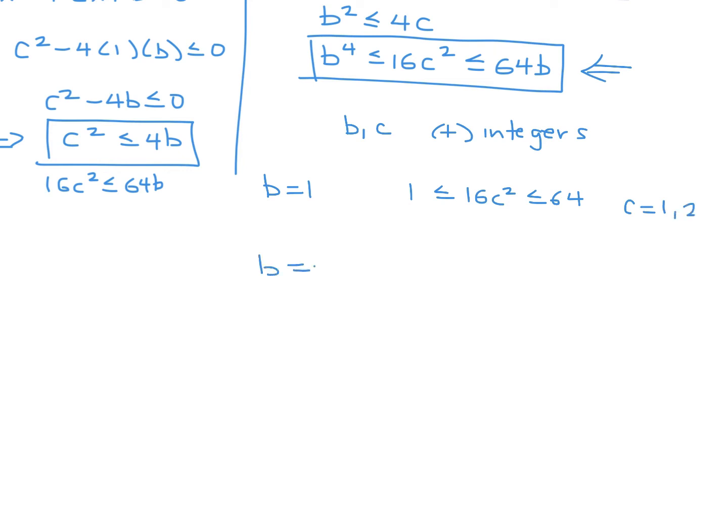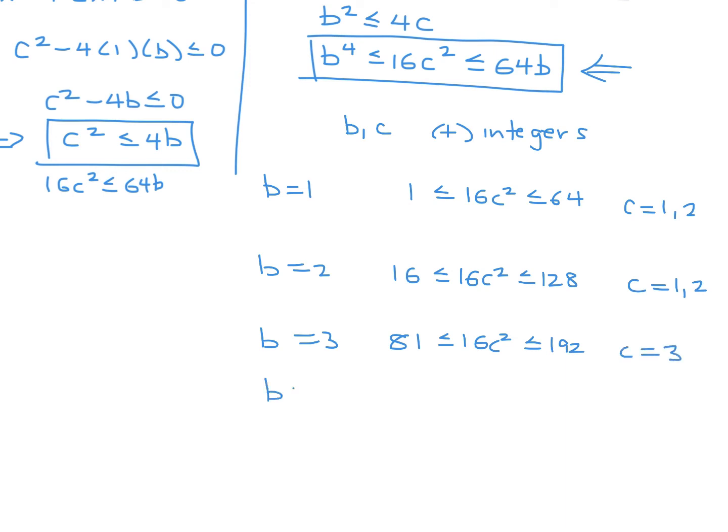Similarly, when b is 2, this becomes 16 is less than 16c squared is less than 128, and c therefore can be again 1 or 2. If b is 3, this means they have 81 less than 16c squared less than or equal to 192, so c is 3. And then when b is 4, this is 256 less than 16c squared less than 256, c is 4. And I think that's it. After that, it doesn't work.